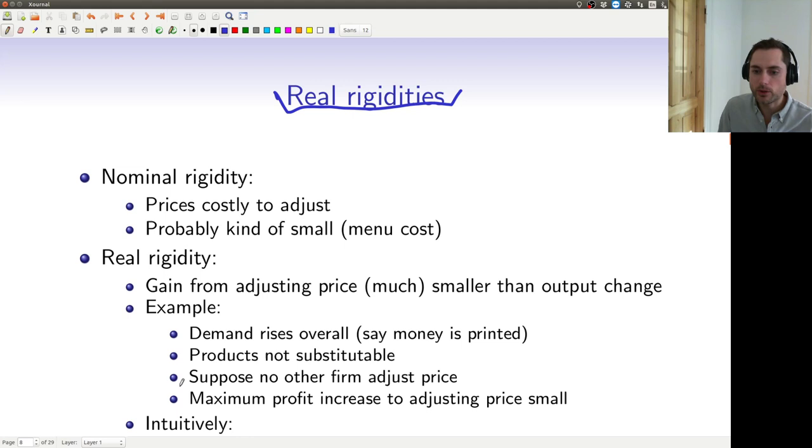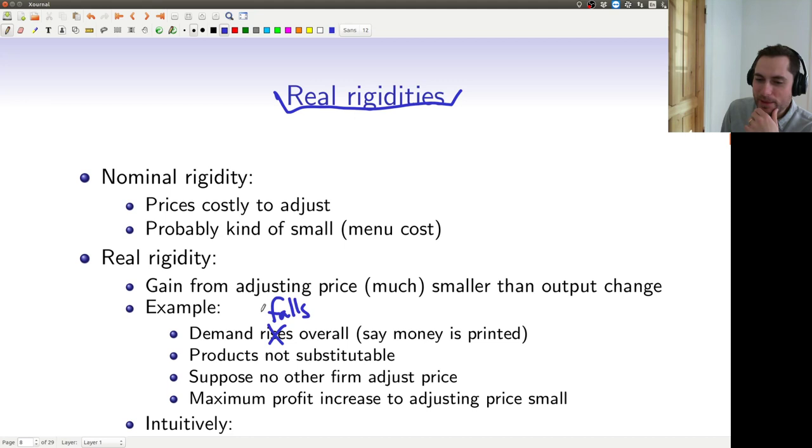See what I'm saying? So again, money's printed. Given the prices don't change, demand has gone up. I would like to raise my prices, but the products aren't substitutable, which means that whatever I do is sort of independent of what's happening in the other firms. Maybe I should have said for this example that demand falls overall, because there I get my intuition better. Let me just take one second. Yeah, I'm actually going to say that demand falls overall here, because I don't think the logic I just used quite goes through if demand rises.